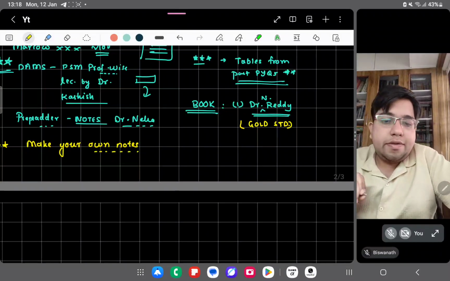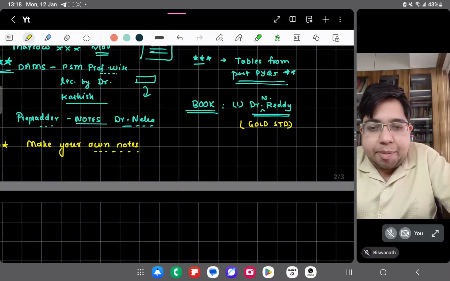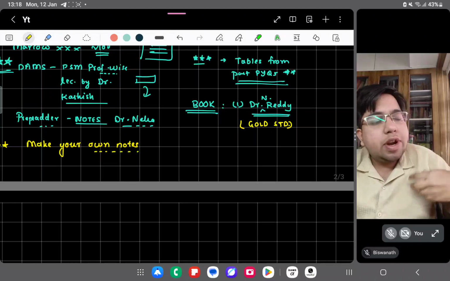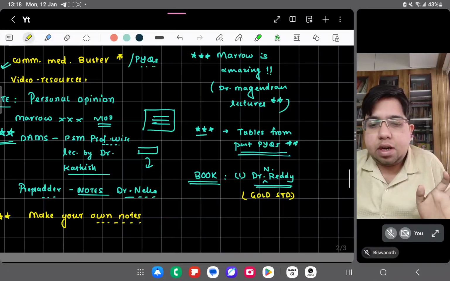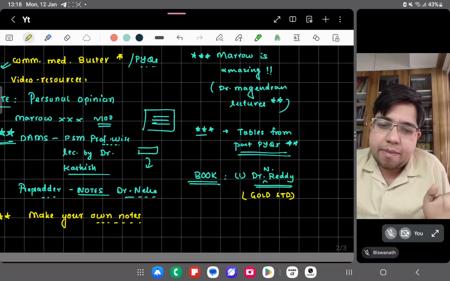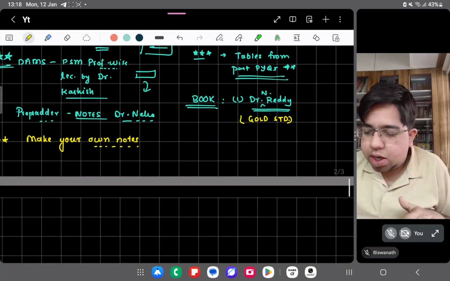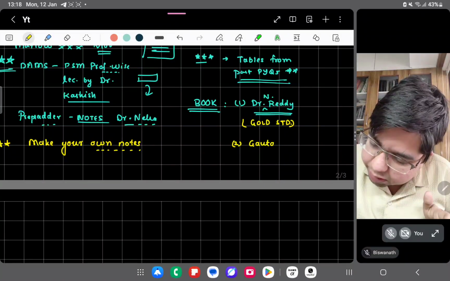It's the gold standard for FMT because it contains each and everything which is there in FMT for undergraduates, and it will be your reference to complete the Marrow notes, to complete reading all the parts of the Marrow notes. Plus, you keep a gold standard book, Dr. N. Reddy, or you can keep Gautam Biswas, your choice.